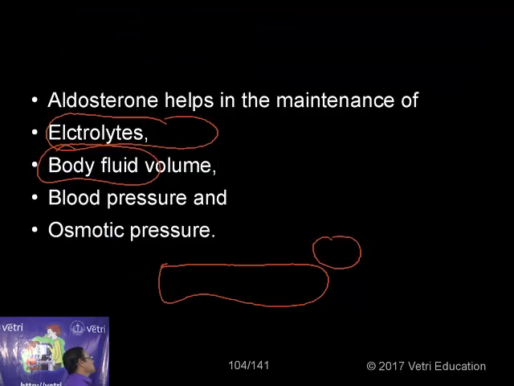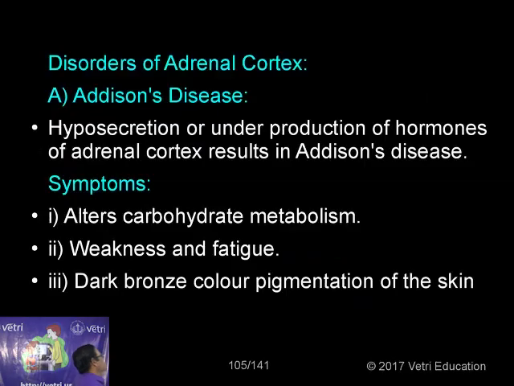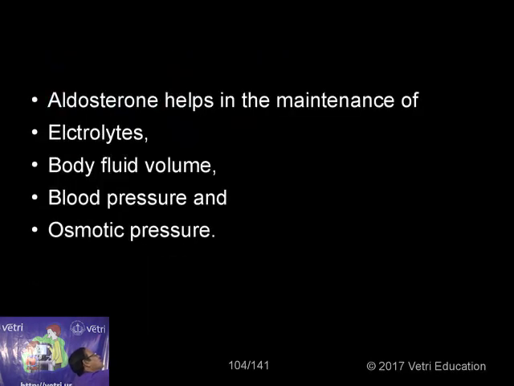So it is responsible for maintaining the electrolytes, the body fluid volume, the blood pressure and osmotic pressure. So blood pressure and osmotic pressure, the volume of the blood in the body, and also the electrolytes, all being normally controlled by this one. Now, the secretion of this aldosterone is controlled by the renin angiotensin mechanism.